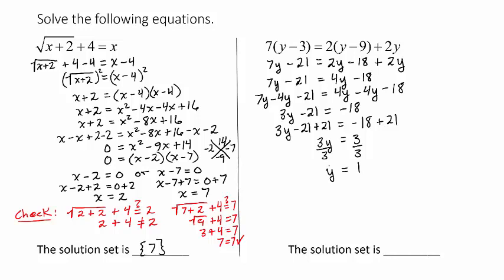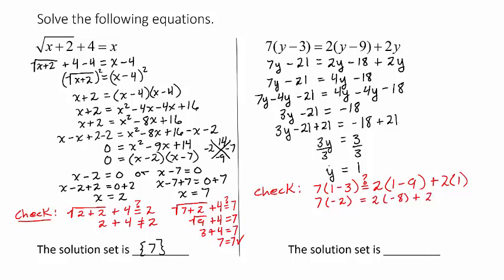Okay, so let's check that. I'm going to stick 1 in everywhere I see a y in the original equation. So I'm going to have 7 times 1 minus 3 equal to 2 times 1 minus 9 plus 2 times 1. Is that a true statement? Let's see here. 1 minus 3 is negative 2. 1 minus 9 is negative 8. And then we're going to have plus 2.